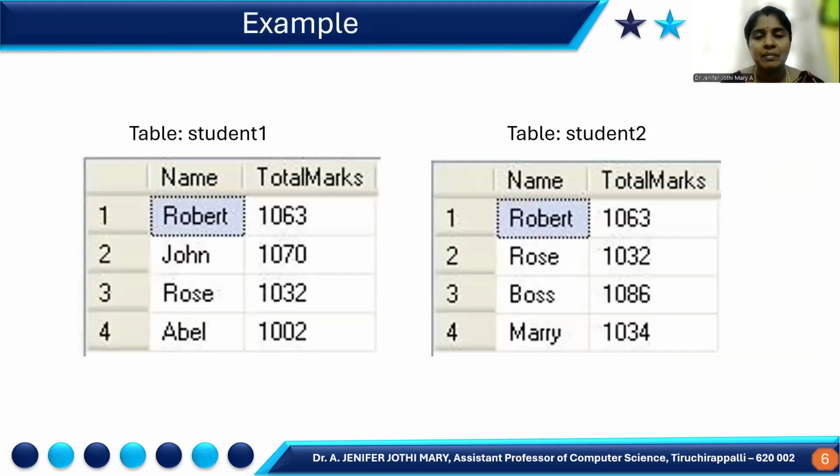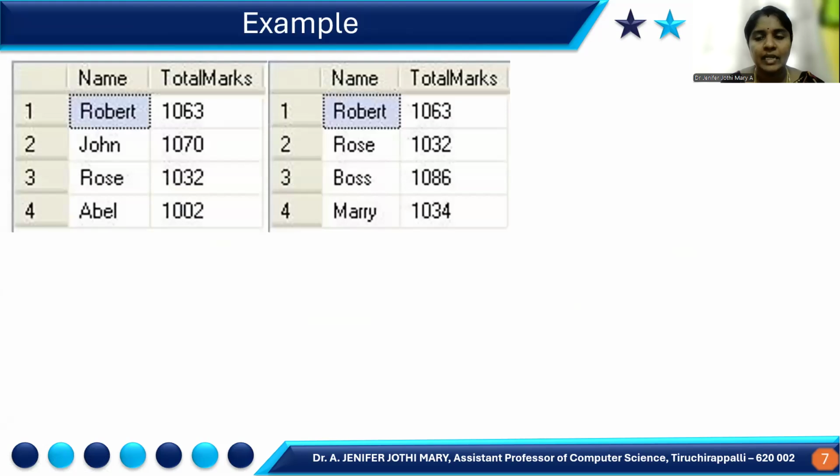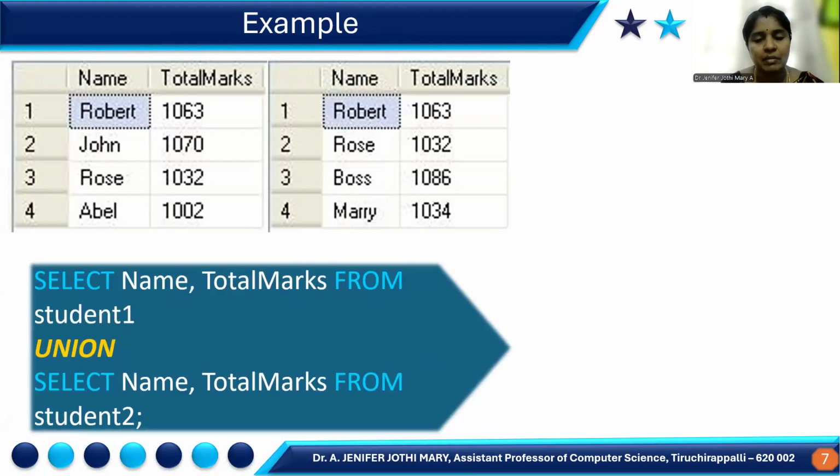Here, again, the same example is considered for the union operator. Student 1 is table 1, student 2 is table 2. Both tables have the same structure in terms of fields. Then we write the query selecting the columns from table 1, the union keyword, and then select the columns from table 2.